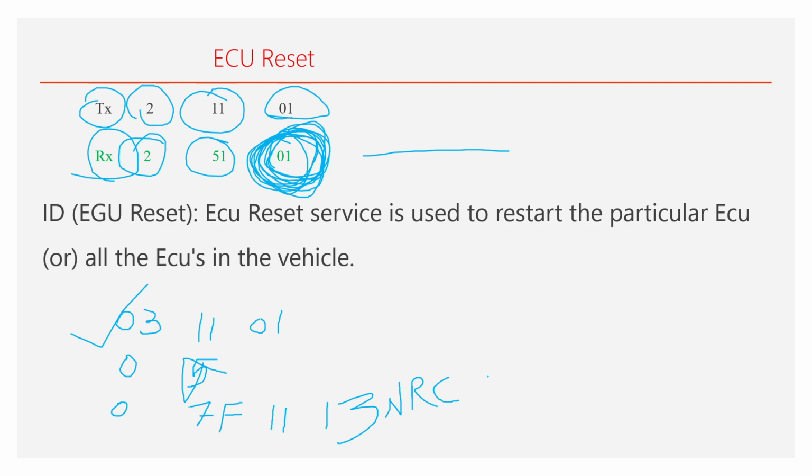See here, ECU reset is used to restart a particular ECU or all the ECUs in the vehicle. So which ID are we using? 11 and 01. We can use 1101. So this is the ECU reset. We will get 13 NRC. And one more thing, in this 11 service ID we will get different NRCs in this 11 restart service.